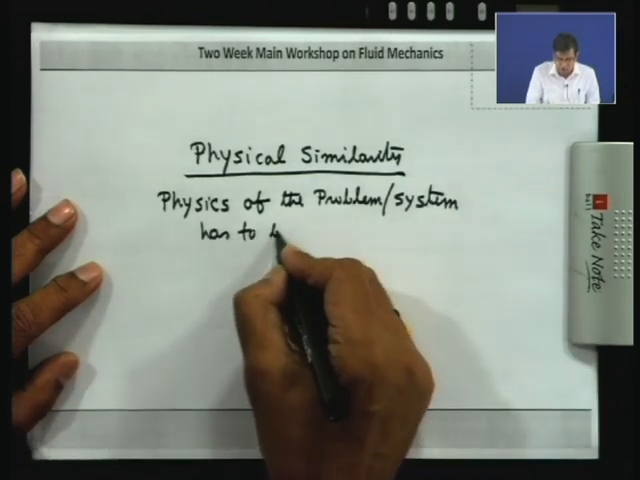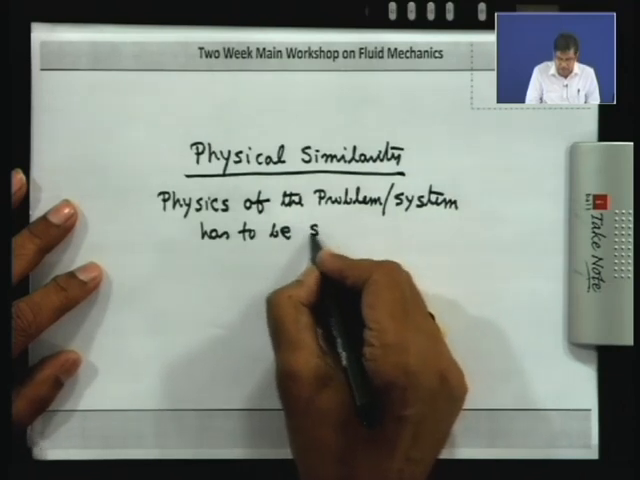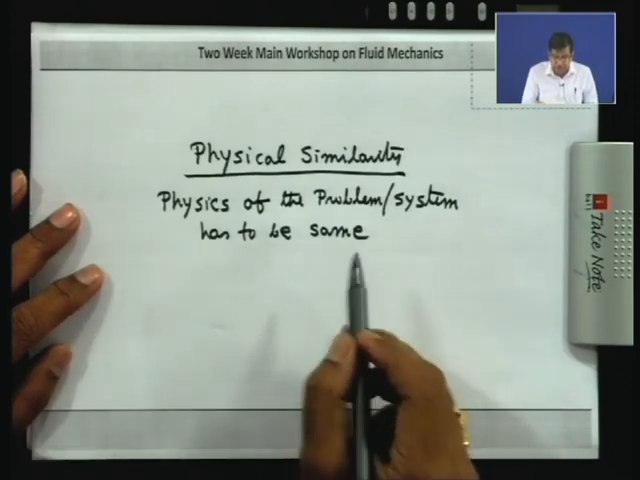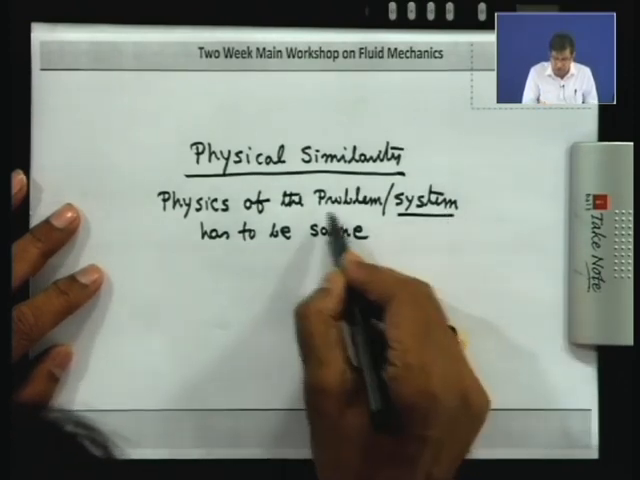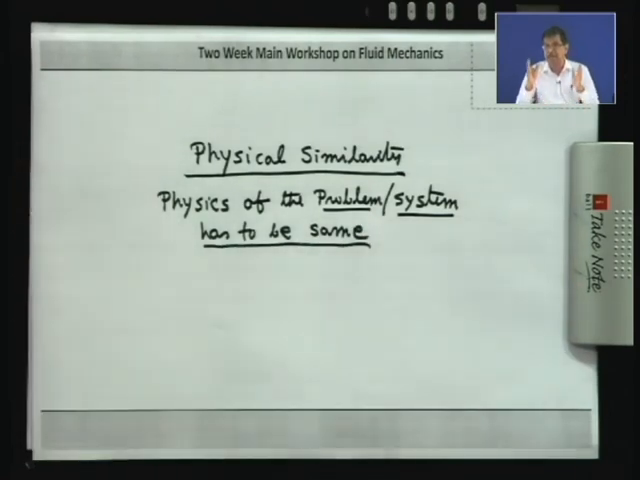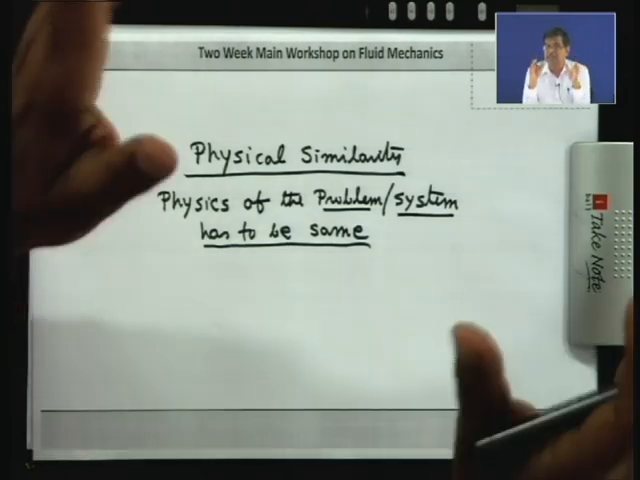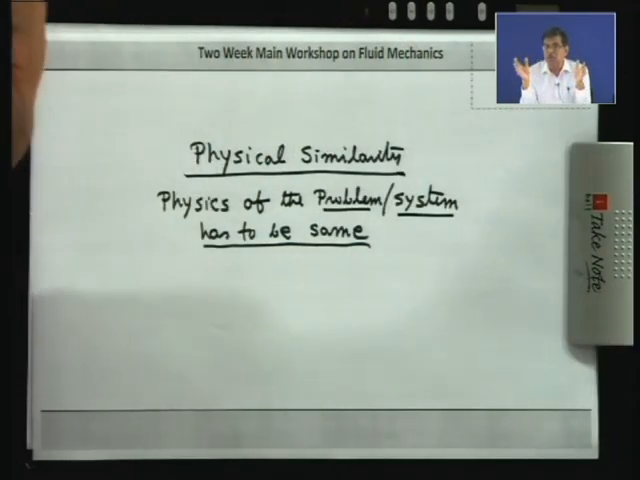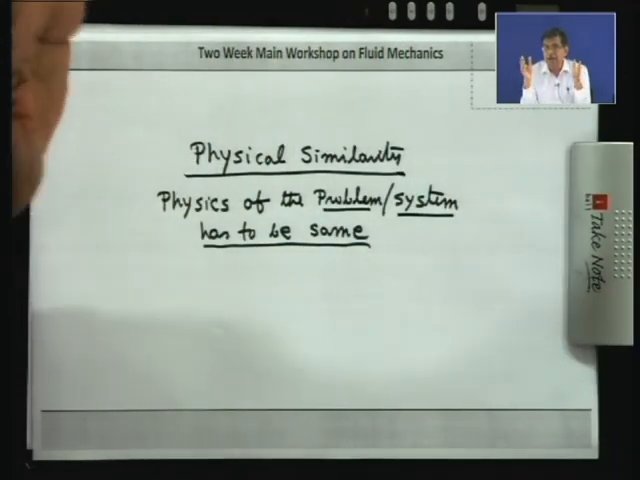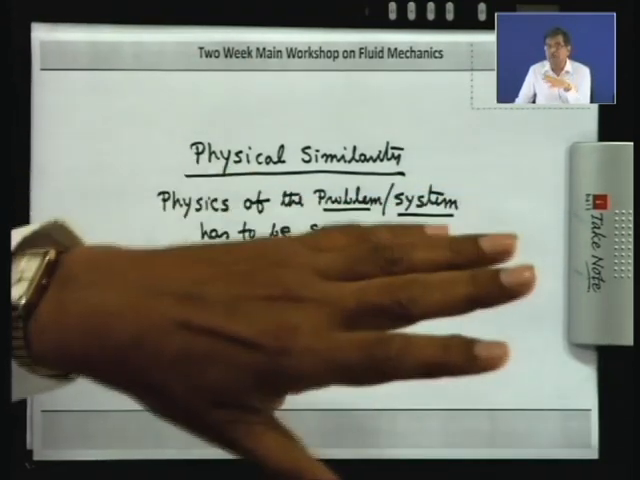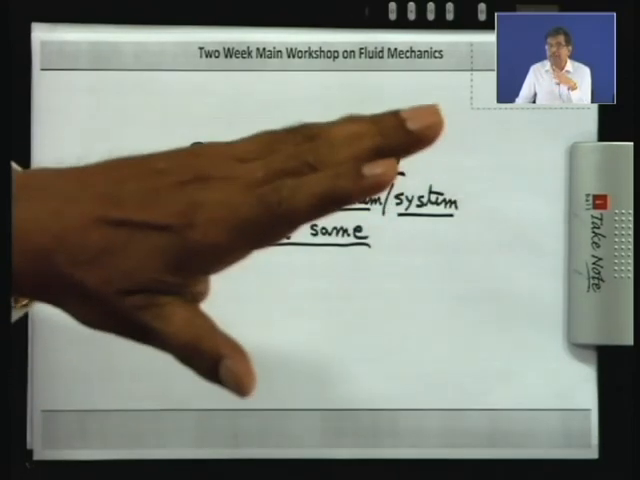That means we can explore the similarity between two systems or two problems provided they are defined by the same physics. That means the physics of the problem has to be the same between the two systems between which the similarity is being sought. An example: a fully developed flow through a pipeline or through a pipe cannot be made similar to the flow of fluid through an open channel, because the physics of the two problems is different.